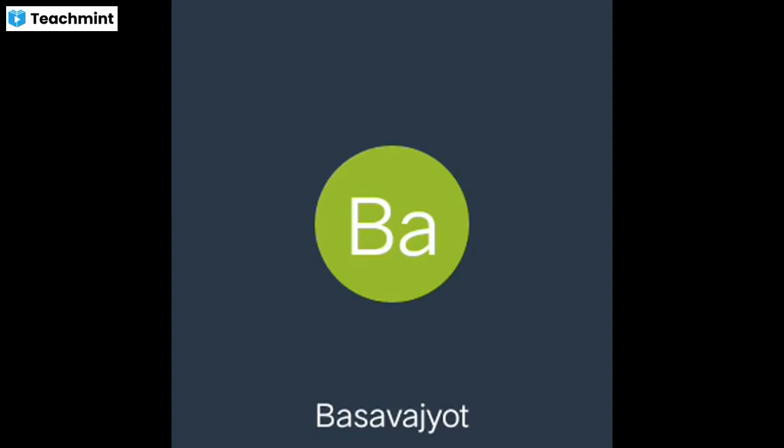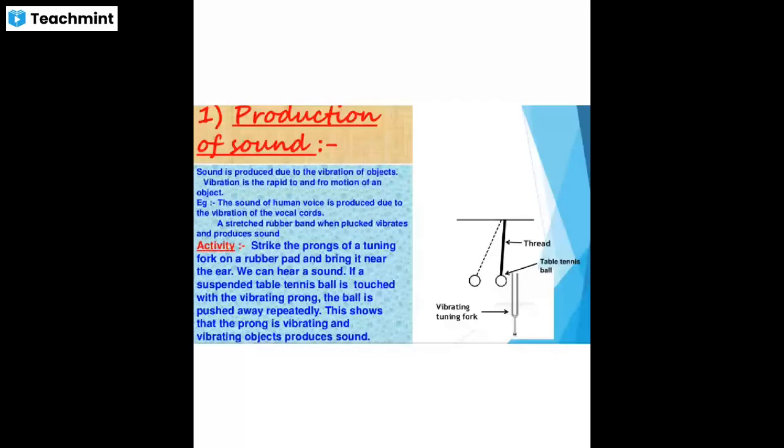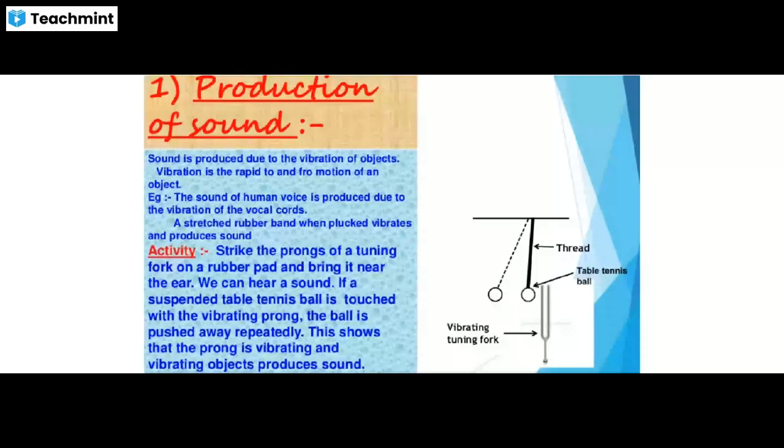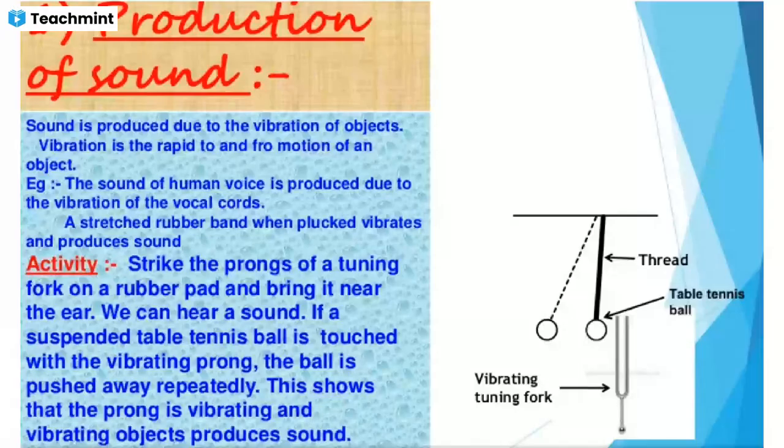So when you were coming to school, in that time we have discussed all these points. So in today's class we'll start with the chapter, that is the production of sound, how sound is produced. Now you can see in this picture, production of sound. Sound is produced by vibration of objects. So whenever you vibrate any object, then sound is produced. So how will they vibrate? They make to and fro motion.